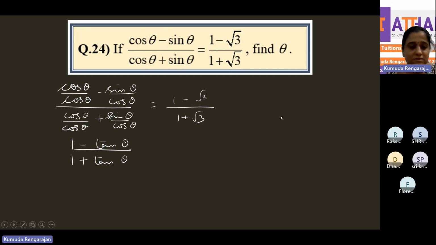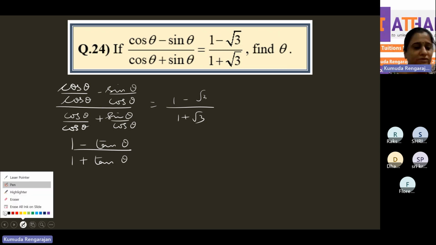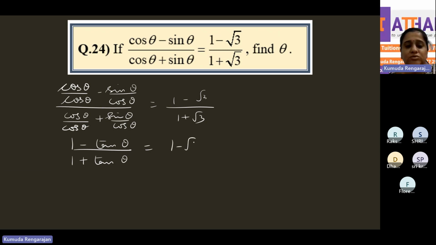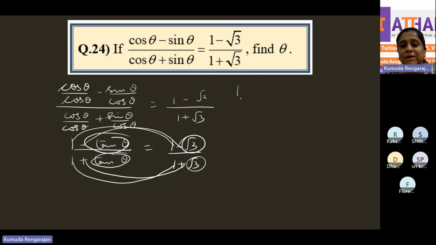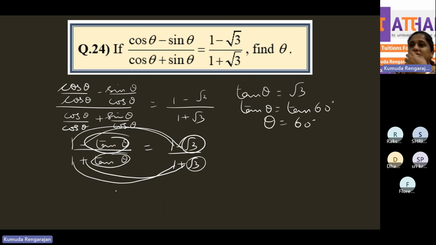Yeah, thank you, children. So now what we have here is equal to 1 minus root 3 by 1 plus root 3, correct? Now compare both the sides here. 1, 1, minus, 1, 1, plus, plus. So that means tan theta is equal to root 3. Here also, tan theta is equal to root 3. So on comparing both the sides, tan theta is equal to root 3, and root 3 is tan 60 degrees. So again comparing both the sides, theta is 60 degrees.